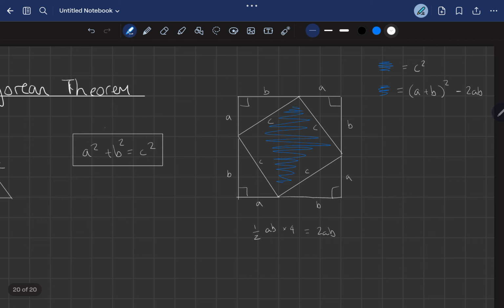Okay? Now let's expand this. A plus b squared is the same as a squared plus b squared plus 2ab. And we want to minus 2ab. So this 2ab and this 2ab cancel out. So we just have a squared plus b squared is the area of the blue. However, the area of the blue is also equal to c squared. So this means that c squared is equal to a squared plus b squared. Okay? Now, let's go over some questions that use the Pythagorean theorem.